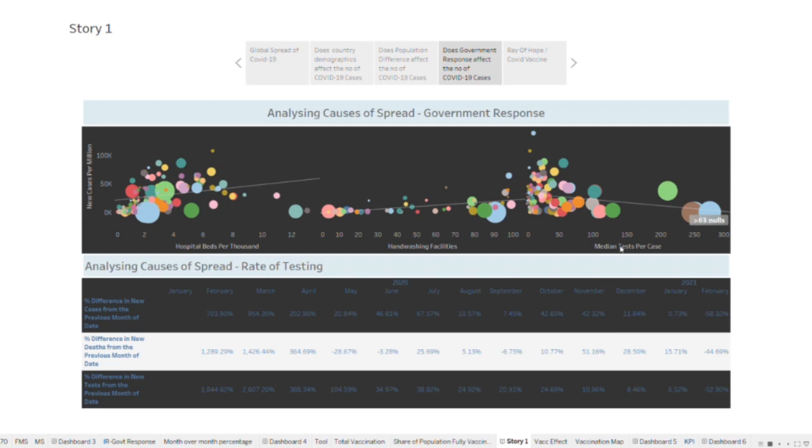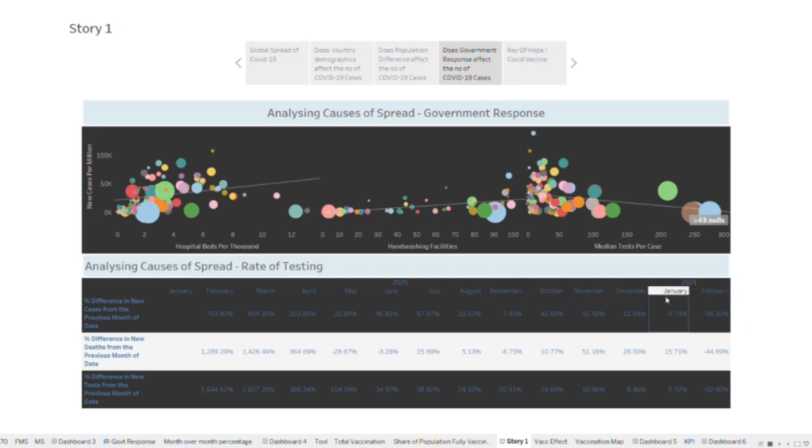And so before going into the next graph, let me tell you what test per case is. It's the number of tests conducted by a country to find one COVID-19 case. So it's used to measure how adequately a country is testing, and WHO suggests that 10 to 30 tests per case as a general benchmark of adequate testing. And as we can see in the graph, countries with adequate testing has a less chance of getting more number of COVID cases. In order to dive deeper, I also tabulated a percentage difference in new cases, new deaths, and new tests from the previous month for all the months since 2020.